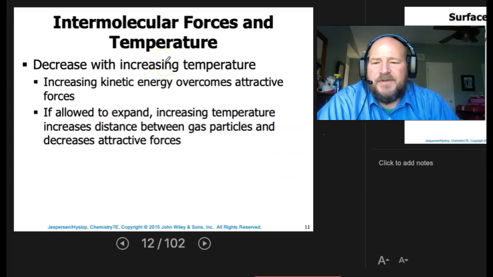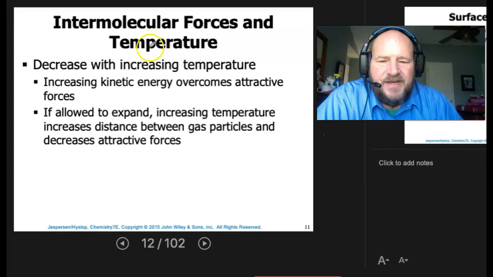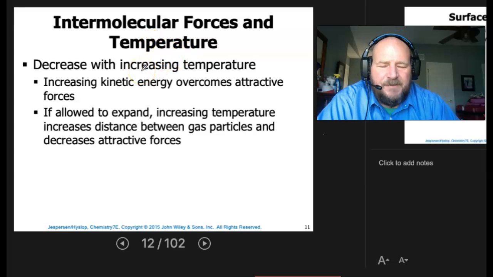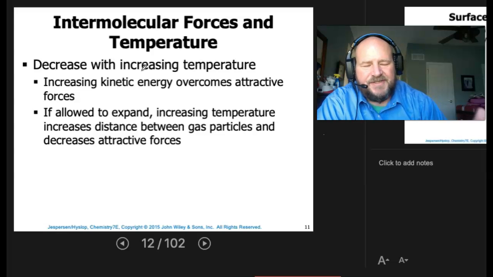All right, so how does temperature affect it? Well, they decrease with increasing temperature. And that kind of makes sense, right? As we speed the particles up, they start to move towards a gaseous state. Then we're going to see that everything weakens.